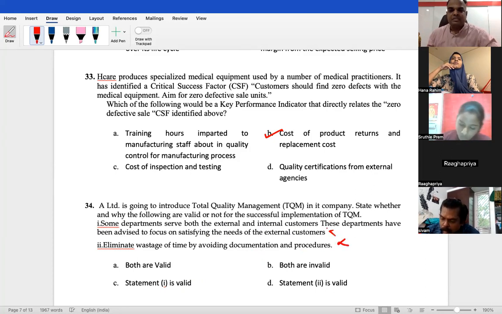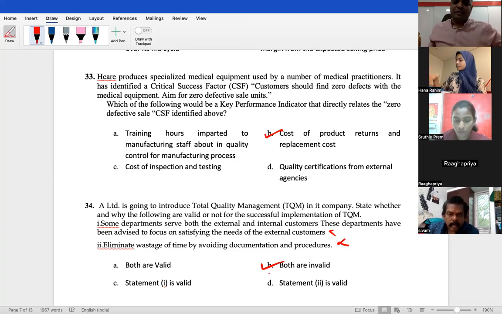In TQM, we have to satisfy all the customers, both internal and external. But in the first statement, they are telling us to satisfy only the external customer. That is not correct. And documentation is a must, but they are telling us we can eliminate the documentation. Therefore, both the first and the second statements are invalid.